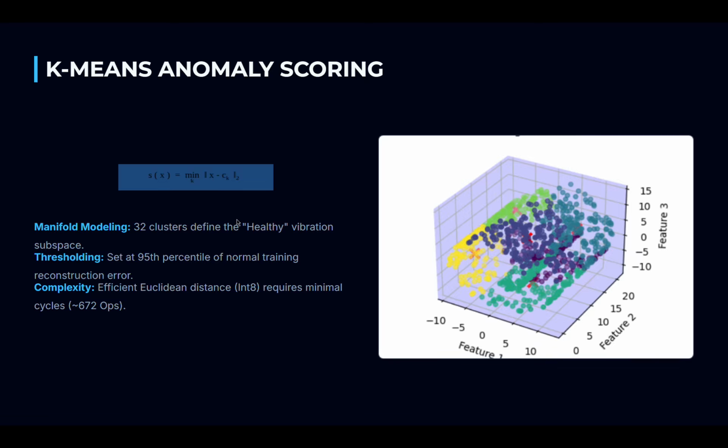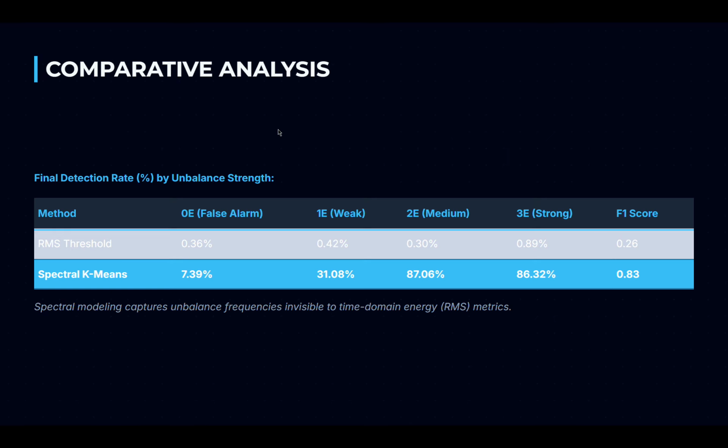So the next thing, I guess, is explaining k-means anomaly scoring. For anomaly detection, the model first learns what normal vibration looks like from healthy machine data, and then when the new data arrives, it looks at how far that vibration is from normal behavior. If the difference is large, then as you can see, the system flags it as an anomaly. Since this is a pretty simple calculation, it's pretty cost efficient as well.